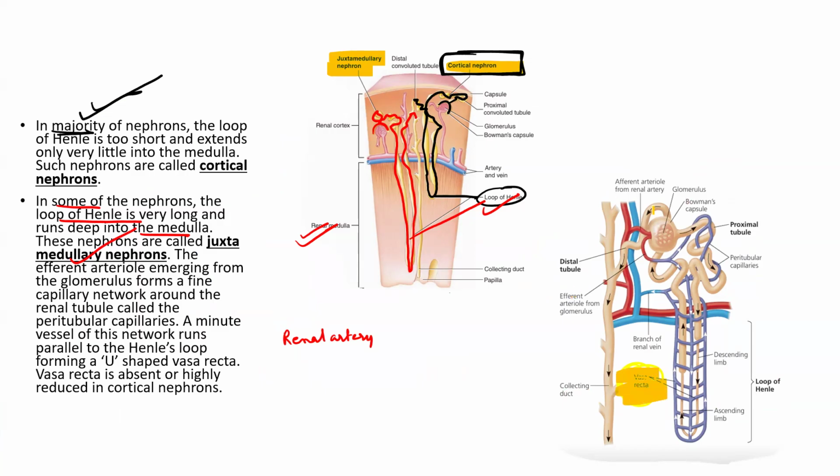So the afferent arteriole makes the glomerulus, then the efferent arteriole, then the peritubular capillary, and the peritubular capillary makes a loop that is known as vasa recta, and finally goes into the renal vein.